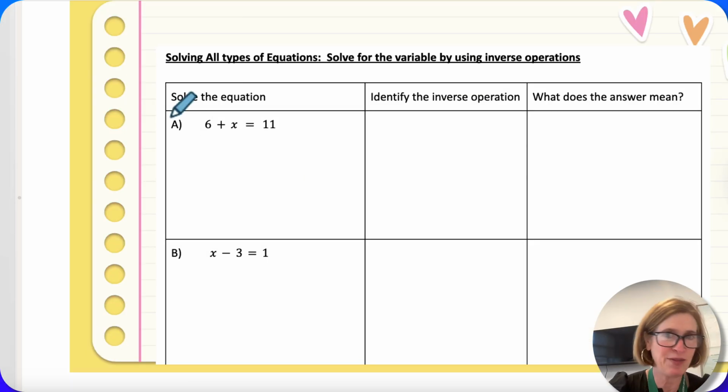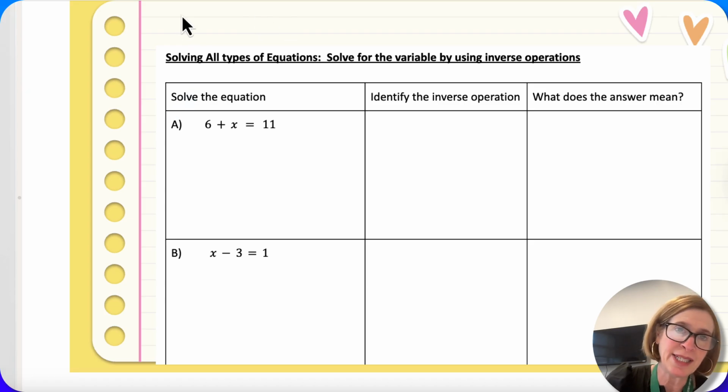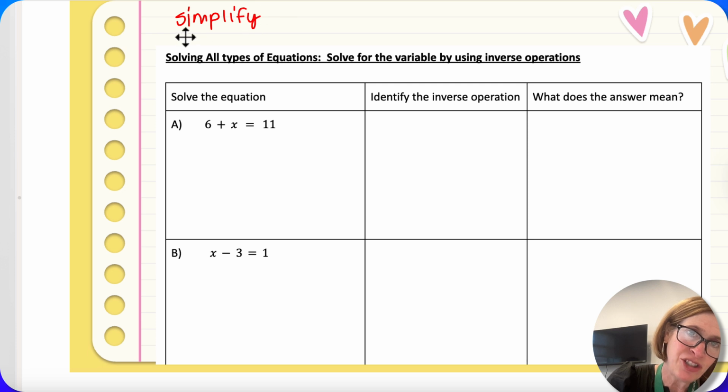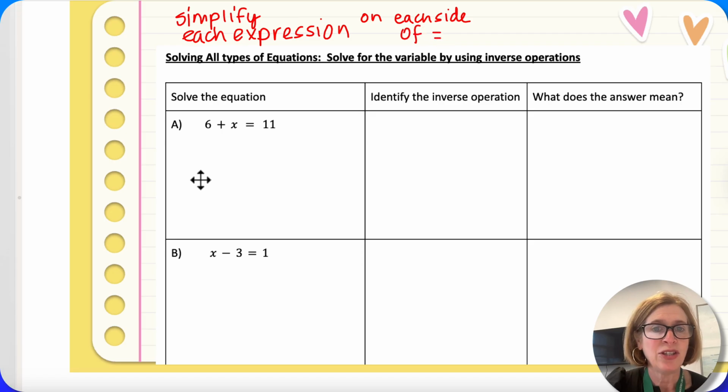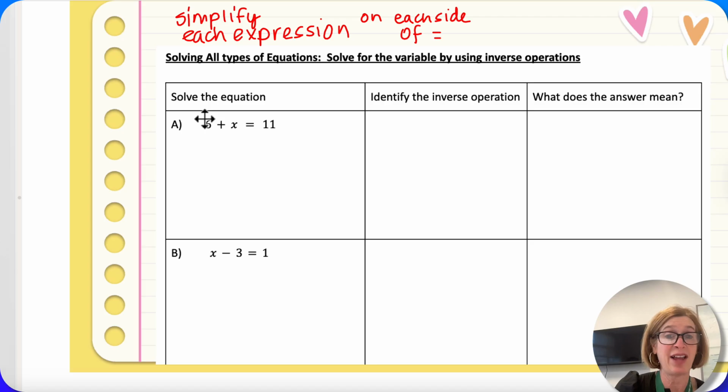I have all types of equations that we're going to be working on today. Our first goal would always be to simplify each expression, so meaning each side of the equals. So on this side, I have 6 plus x. I can't do anything with them because they are not like terms. On the other side, I have 11. So it's simplified. Not much more I can do.